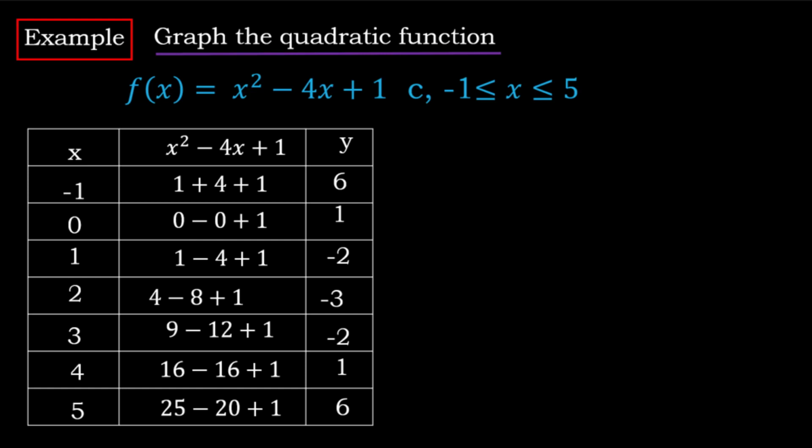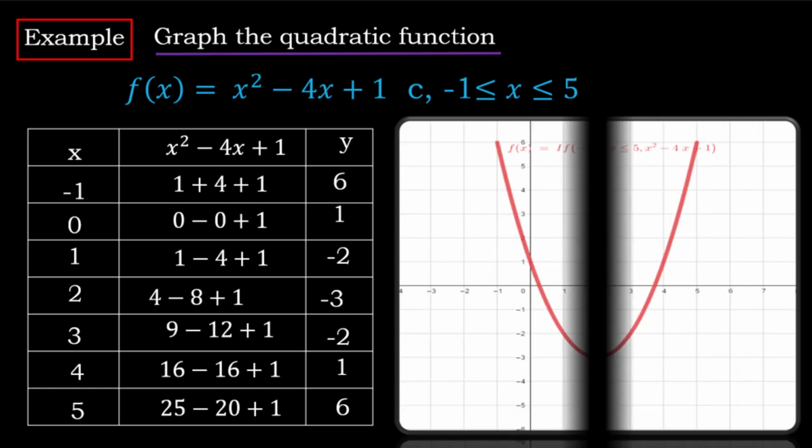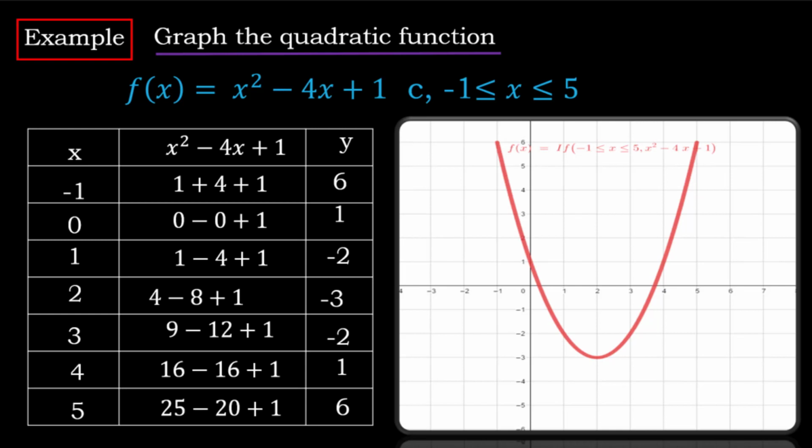We can draw here, plot the points here, -1, 6, 0, 1, 1, -2, and so on. We will get the parabola here. The parabola here is opened up, and we can find its vertex from the graph. Here the x coordinate is 2 and the y coordinate is -3, so it will be 2 and -3.